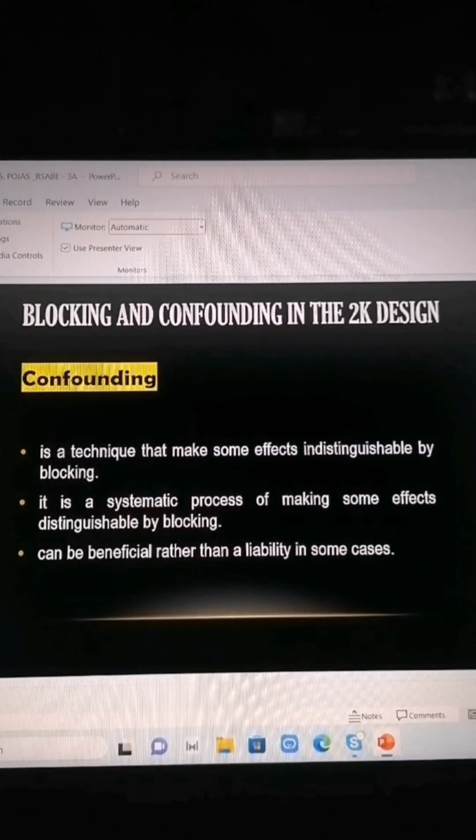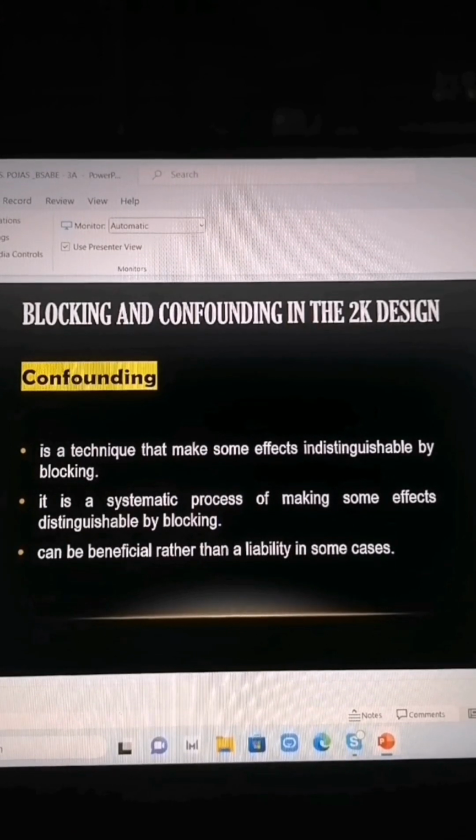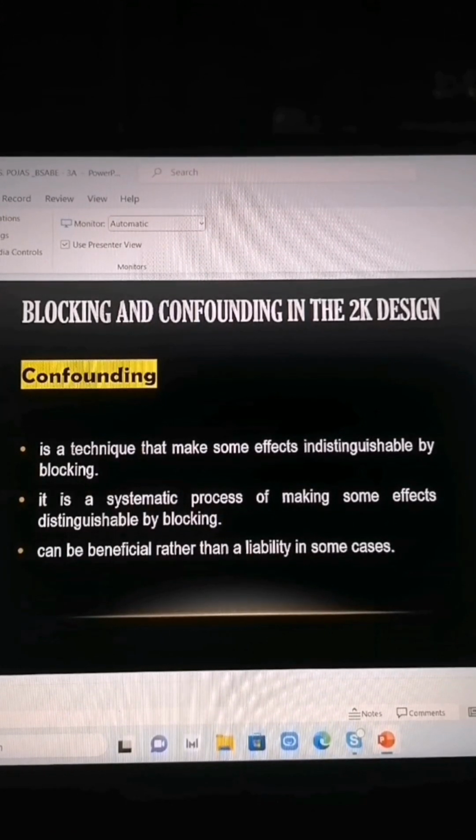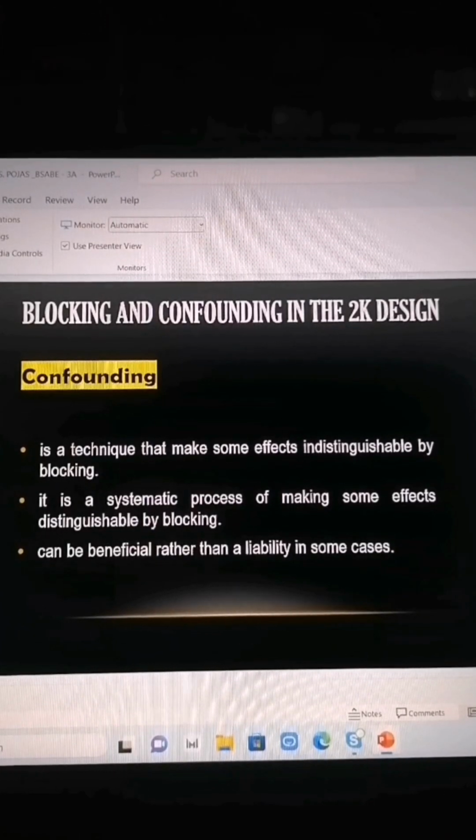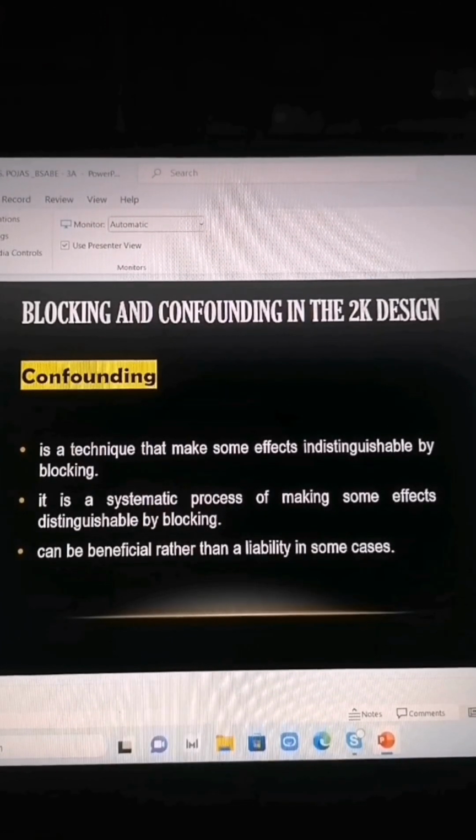So we have here confounding. Confounding is a technique that makes some effects indistinguishable by blocking. It is a systematic process of making some effects indistinguishable by blocking, and can be beneficial rather than a liability in some cases.